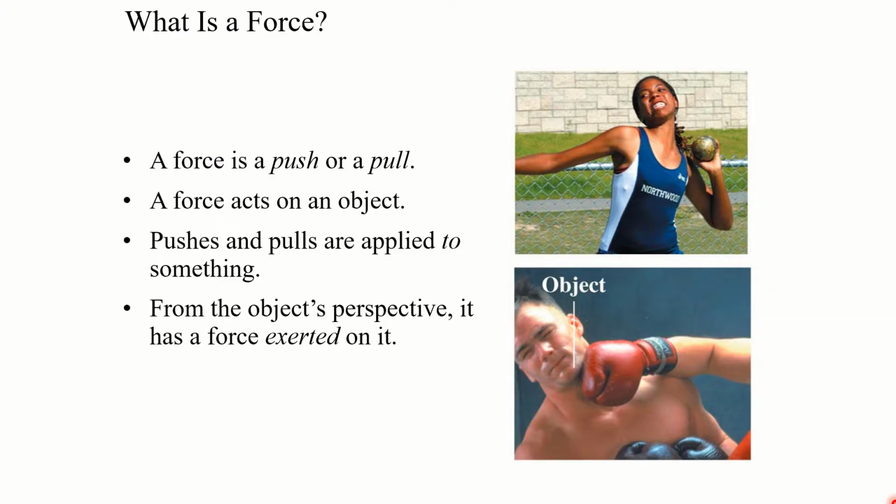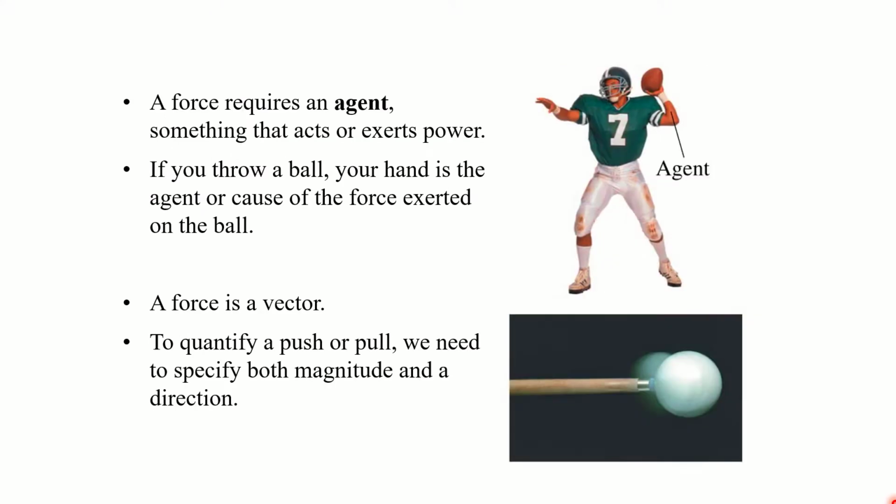There is an object that is experiencing the force, and those forces are applied to that object. They are exerted on that object. That means every force has some agent that is applying the force. So we can think of forces as happening between two things, right? There's the object that experiences the force and the agent that applies it.